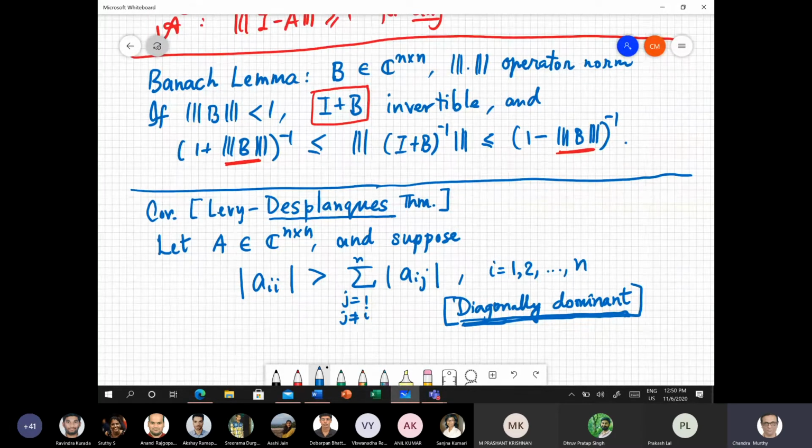Theorem: if A is diagonally dominant, then A is invertible.